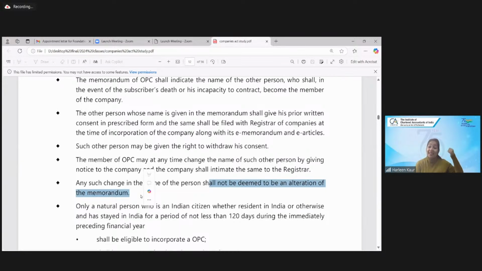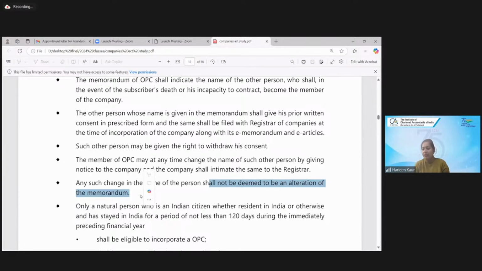Now, again in CA Intermediate, you will understand about the alteration of memorandum. It is a very huge process. Sections 13, 14, 15, 17 apply when the memorandum needs to be altered. So it is a very detailed process that needs to be followed to alter the memorandum of association. Your registered office is changing, your object is changing, whatever things are happening.